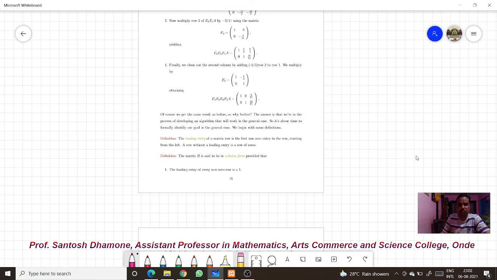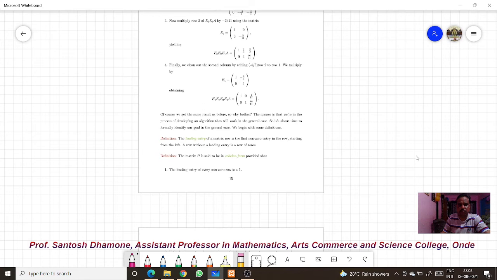Definition: the matrix R is said to be in row echelon form provided that it satisfies the following properties. First, the leading entry of every non-zero row is a 1. If there is a non-zero row, then its leading entry is equal to 1.